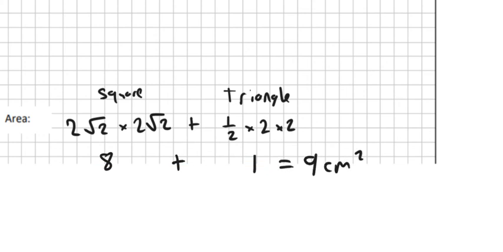Actually, I made a mistake there, didn't I? Sorry, half times 2 times 2, you should get 2 there instead of 1. So that should be 2, and the final answer should be 10 instead. So 10, that's my mistake.